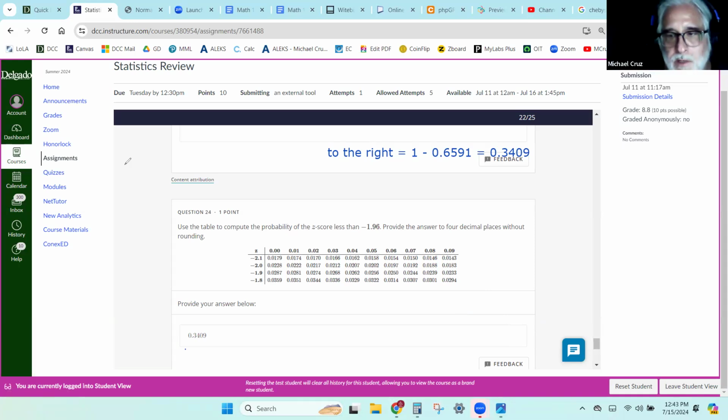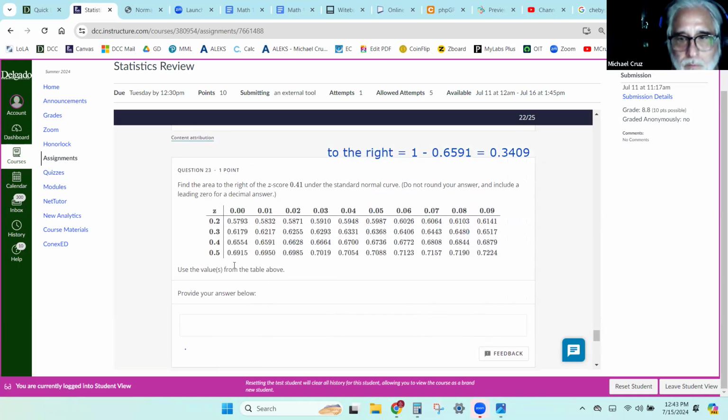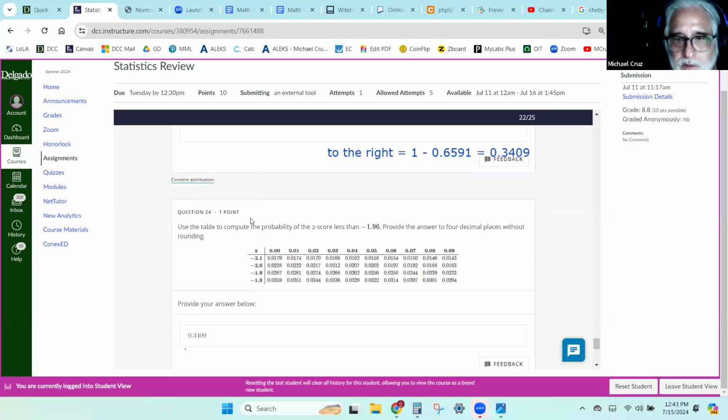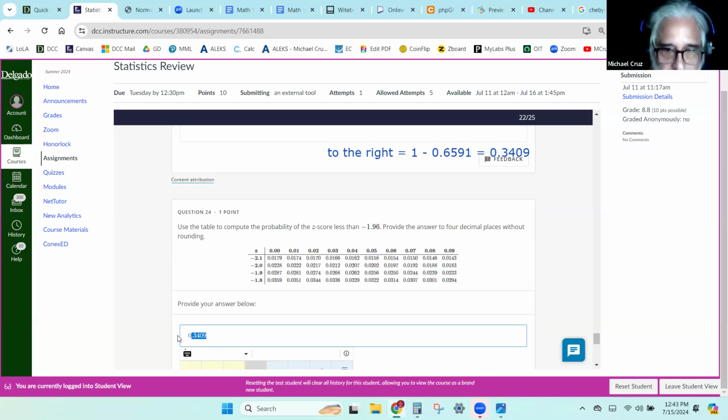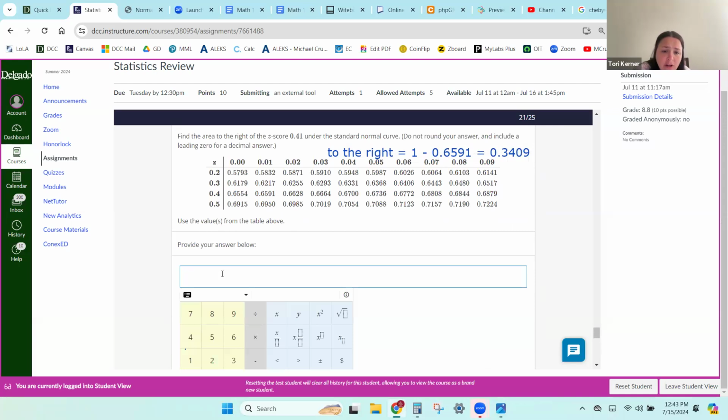Oh, wait a second. This is a different one. Okay, that's this one. All right, so there's this one. This is the 24. Yeah, I put it in the wrong spot. That goes up here. I kept on getting 2.4998 and that wasn't right. Well, let's see what happens.